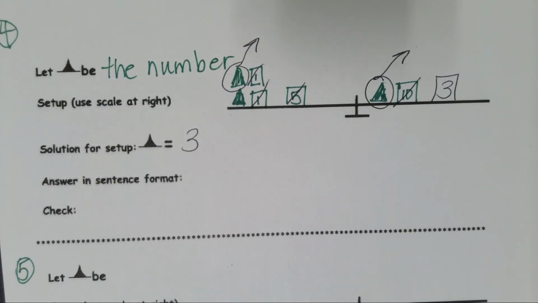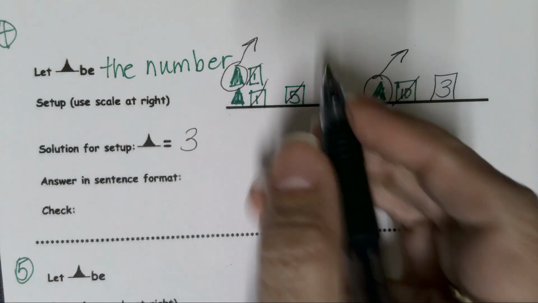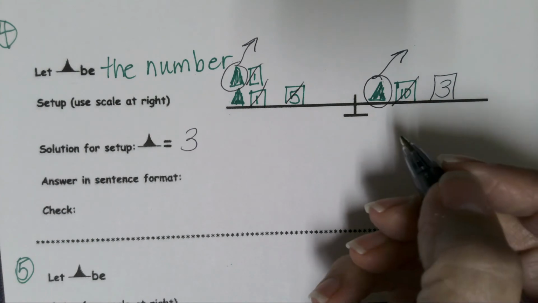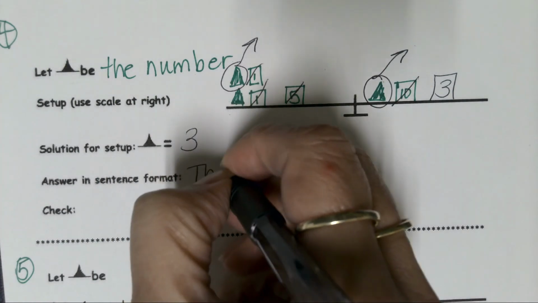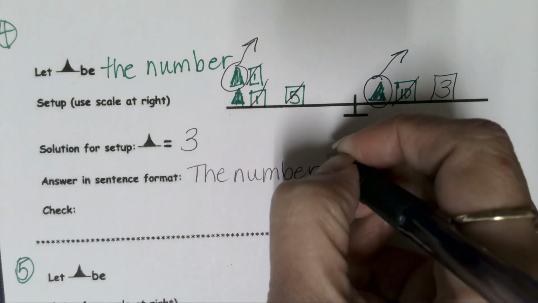But now we need to write the answer. If we let pawn be the number, then our sentence is going to be the same as it was on problems 1 and 2. The number is 3.